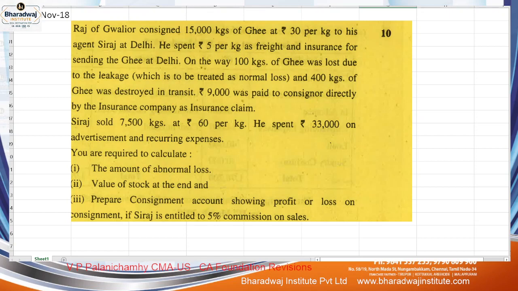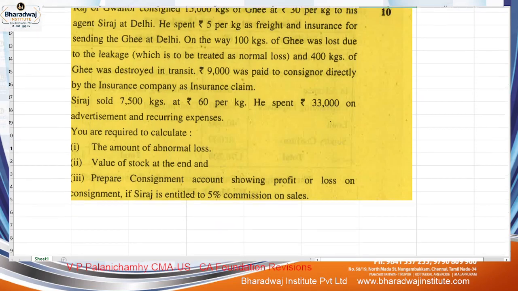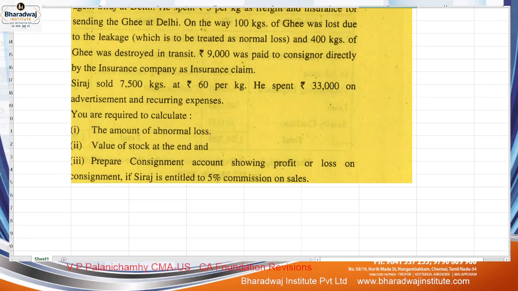Normal loss is unavoidable. So for normal loss, only quantity will be eliminated. There will be no value for the normal loss because it's unavoidable. Then 400 kg was destroyed in transit. 9,000 was paid by the insurance company directly to the consignor. Siraj sold 7,500 kg at 60 per kg. He spent 33,000 for advertisement expenses. That is a recurring expense. Value the abnormal loss. Value the stock in hand. Prepare the consignment account showing the profit or loss.